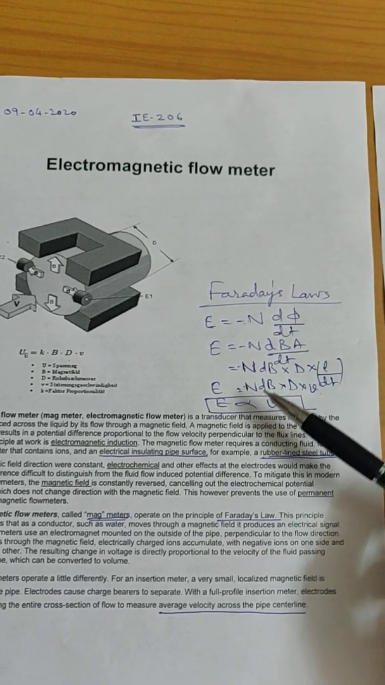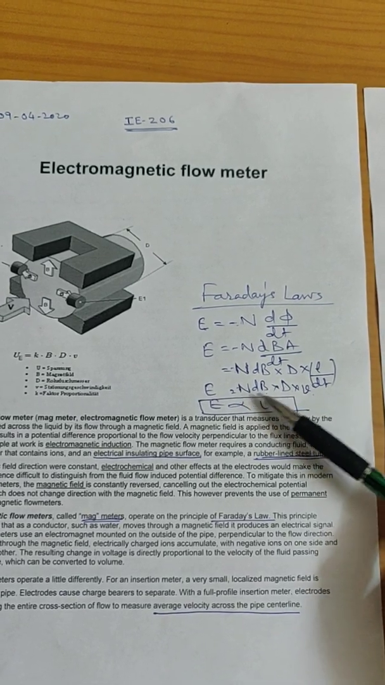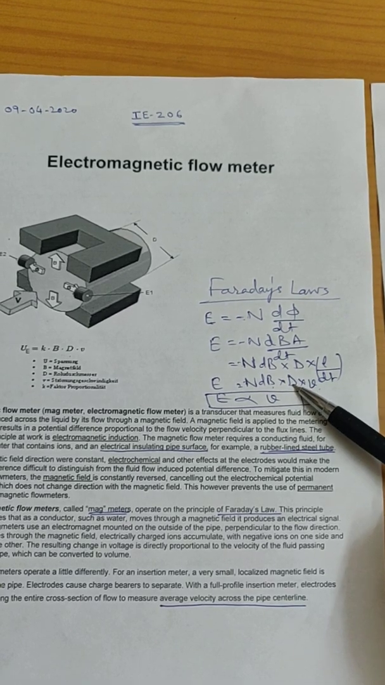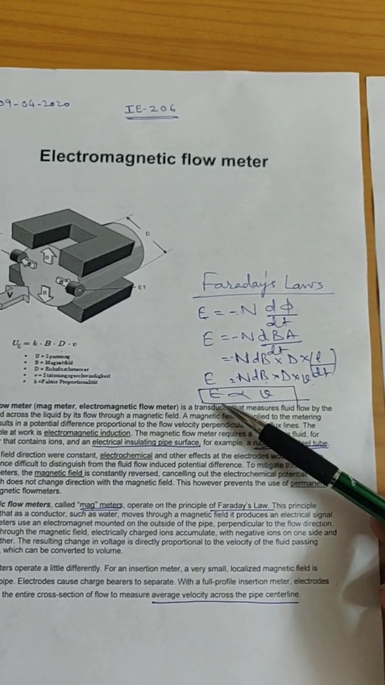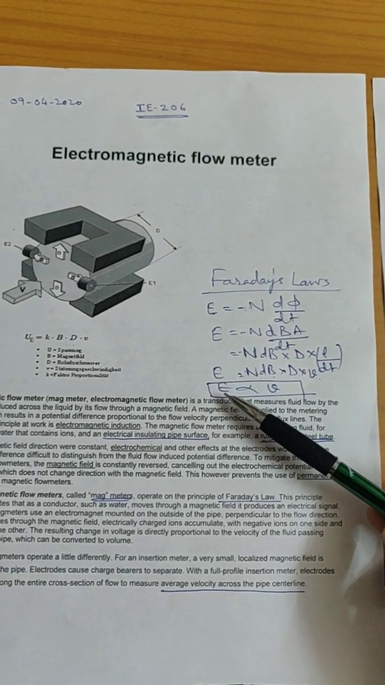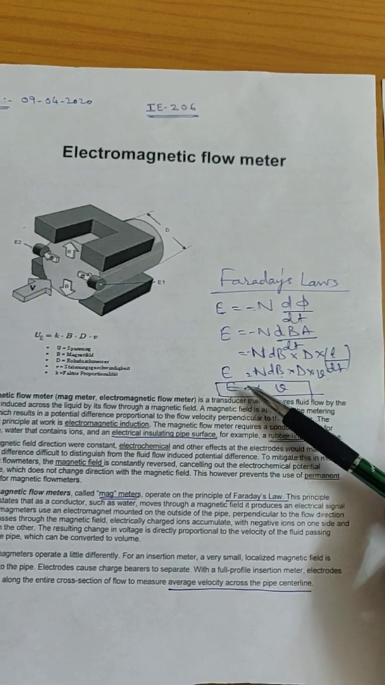This gives E directly proportional to N. dB means flux density, D is the diameter, and V is the velocity. So the velocity of the fluid is directly proportional to the induced EMF across the pipe.